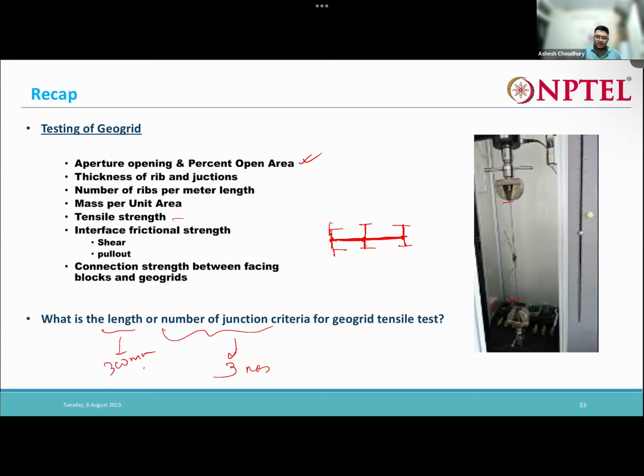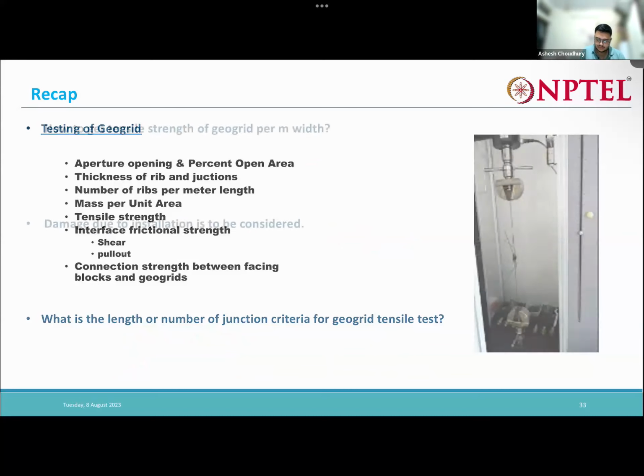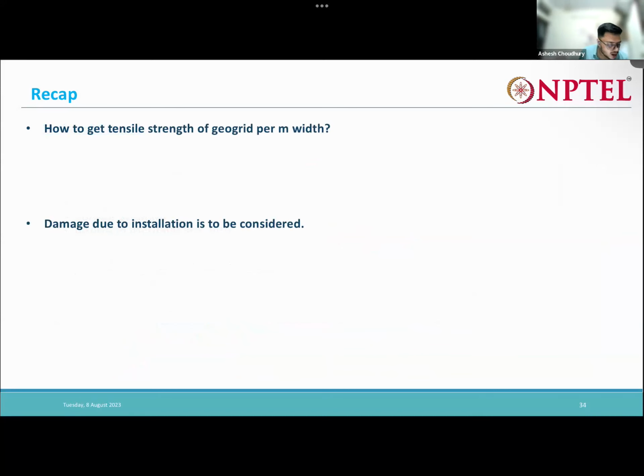Now what we can do, you can test a single rib, or you can test multiple ribs. You can test both ways. Okay, now how to get the tensile strength of geogrid per meter?